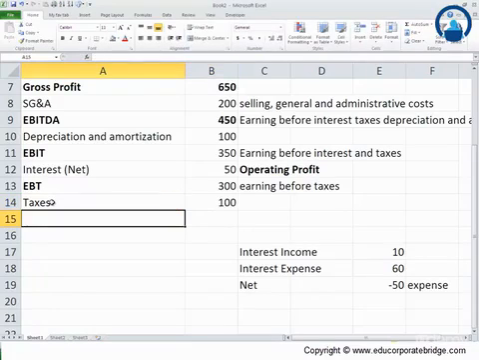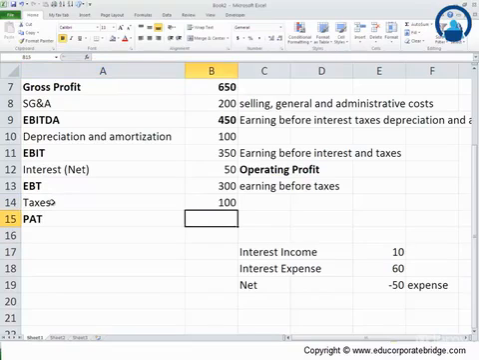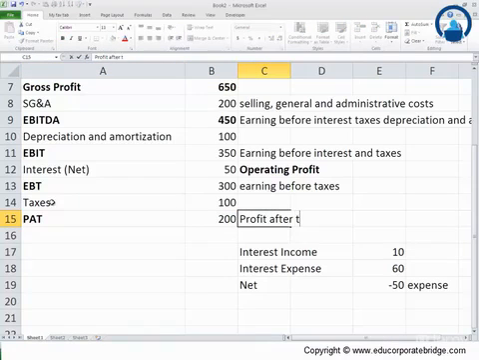So the profit after tax, we call that PAT. This is profit after tax, which is the difference between earnings before taxes and the taxes as such. So what we have now seen is that the profit after taxes is $200 for this company.